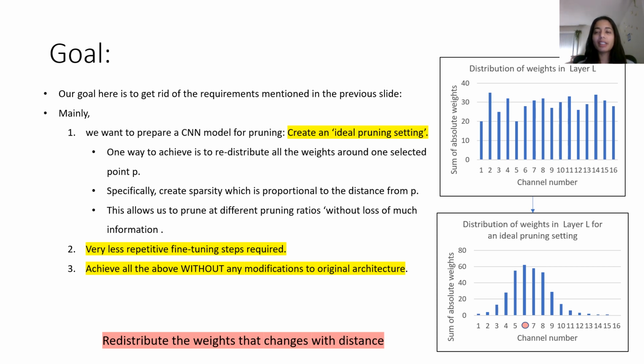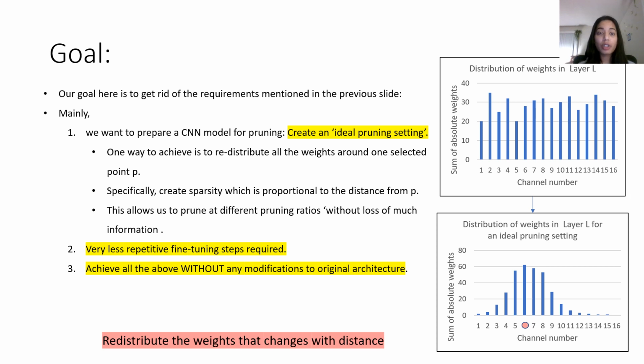What I mean by this is, let's look at the plot on the right. Here, we have the distribution of weights in a given layer L. On the x-axis, we have channel number, and on the y-axis, we have sum of the absolute weights. As you can see in the top plot, the distribution of the weights is even throughout the channel number. However, we want to create an ideal pruning setting where we concentrate all the weights around a given point. And as we walk away from this point, we increase the sparsity in these channels.